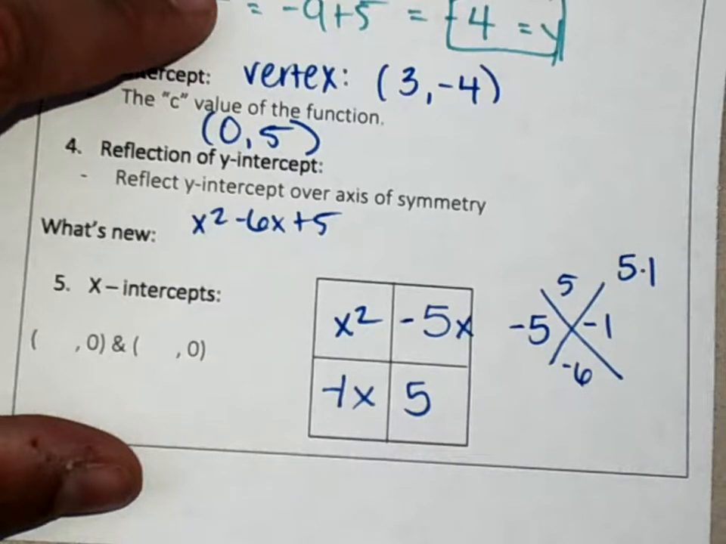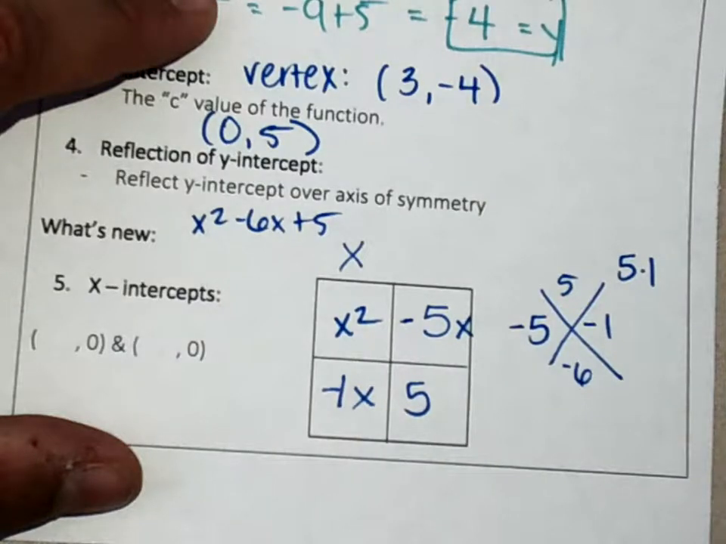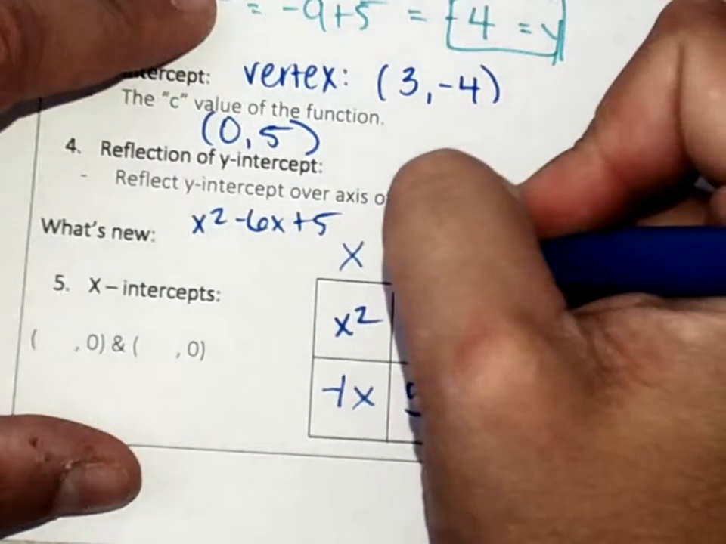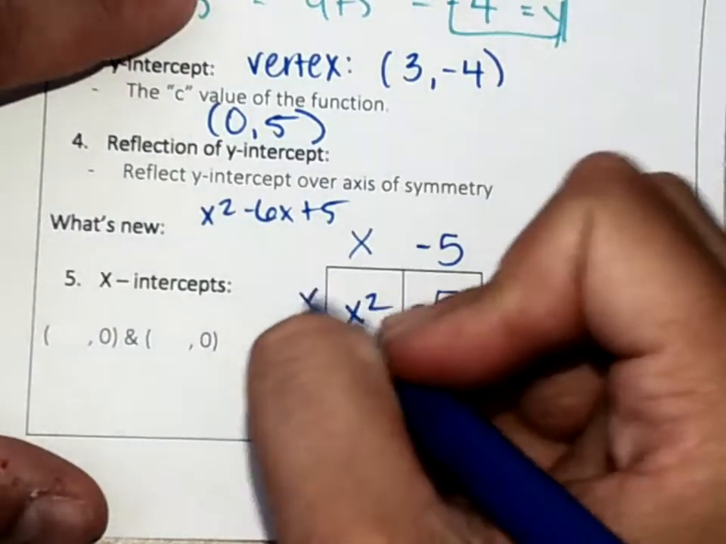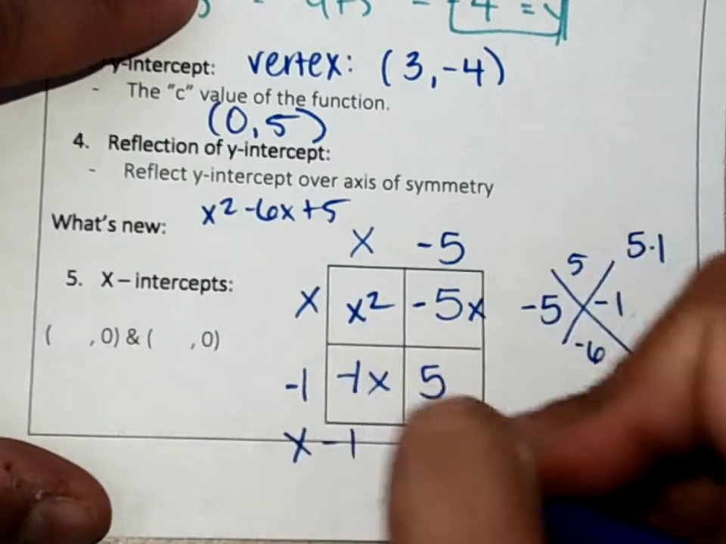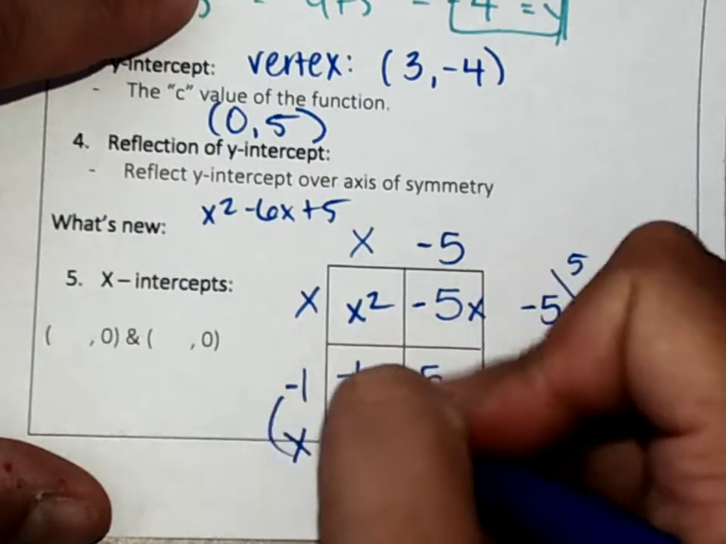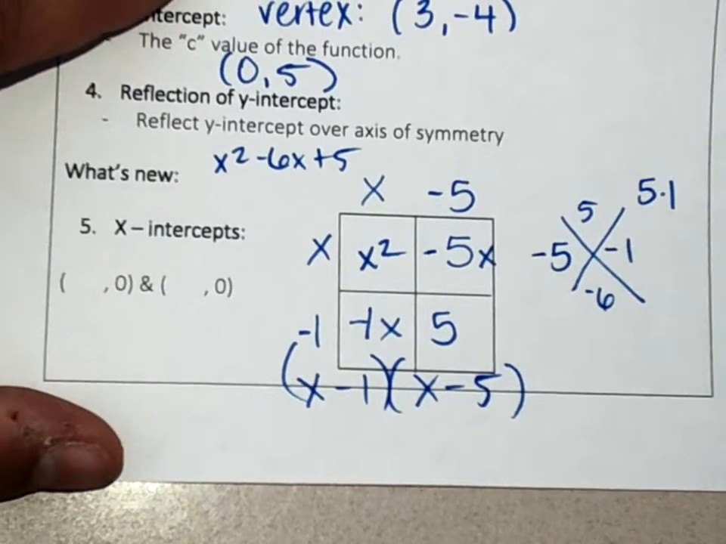Now I'm ready to factor. I can factor an x out of this column. I can factor a negative 5 out of this column, factor an x out of this row, and a negative 1 out of this row, giving us x minus 1, x minus 5 in factored form.